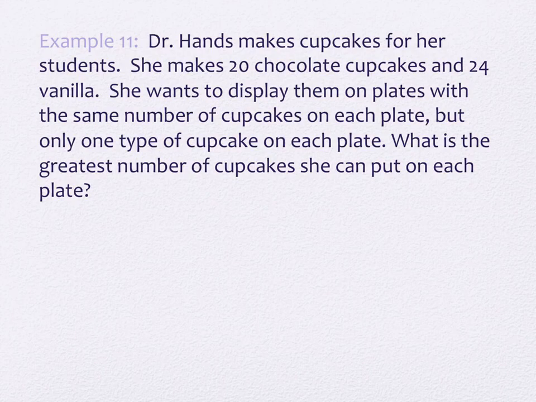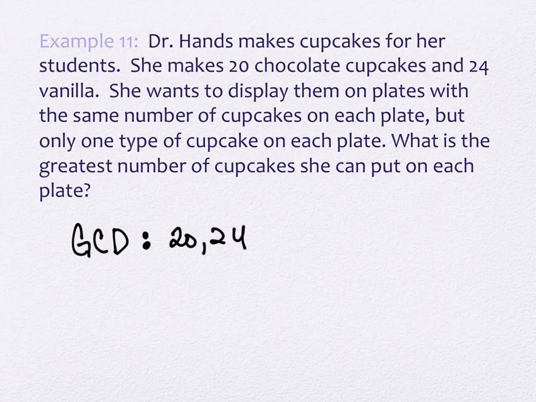Make sense? So when you're looking at these, ask yourself, am I dividing something up or am I doing something a multiple number of times? And that'll tell you which one you're working with. All right? So this is a greatest common divisor. And it's a greatest common divisor of 20 and 24. So let's break them down. I'll do factor trees this time.